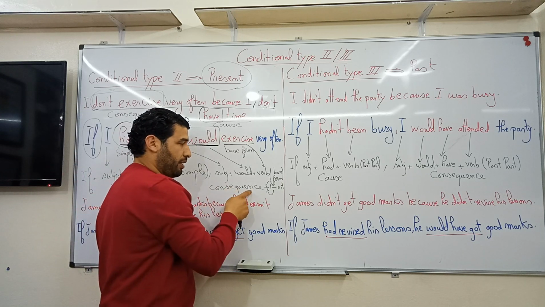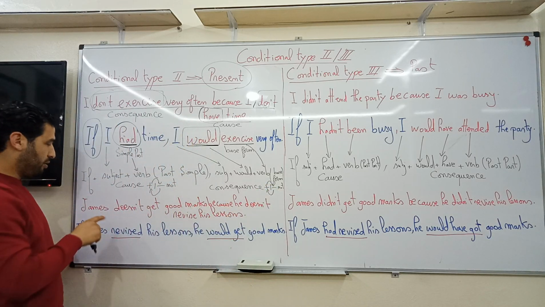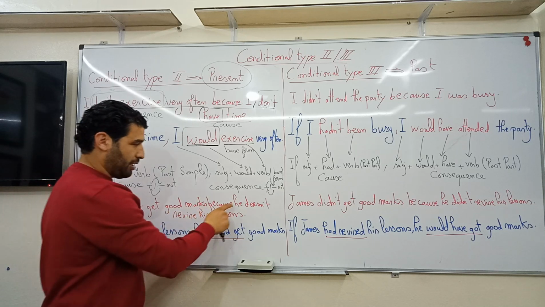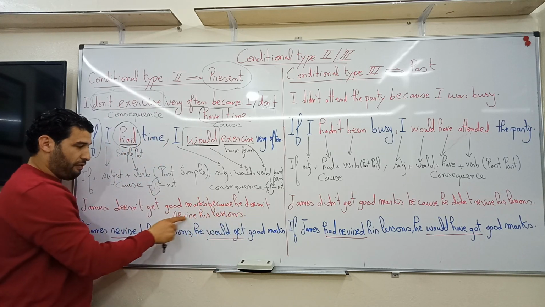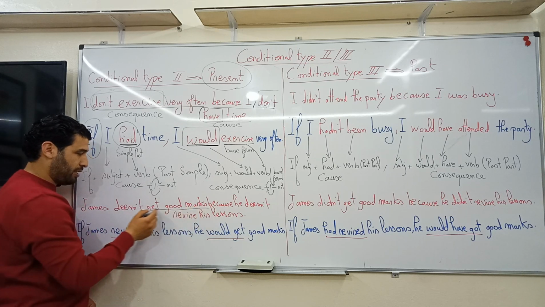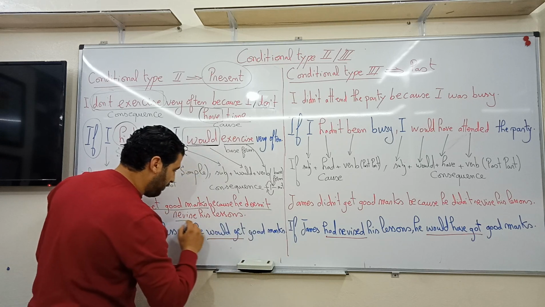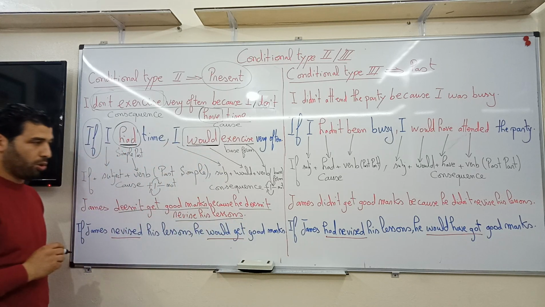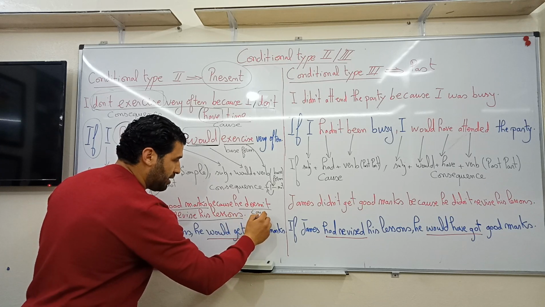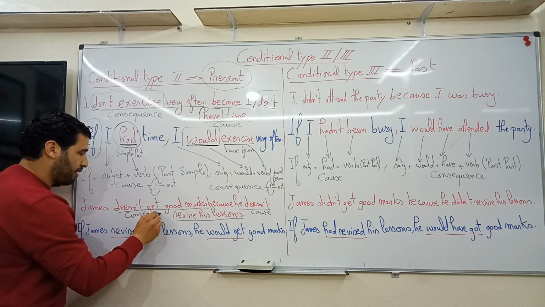The same thing here, consequence. Negative changes to affirmative, affirmative changes to negative. Let's look at this sentence again. James doesn't get good marks because he doesn't revise his lessons. So James doesn't get good marks, right? This is one clause. He doesn't revise his lessons, another clause, right? So here the cause is this. It's evident that this is the cause and this is the consequence, okay?